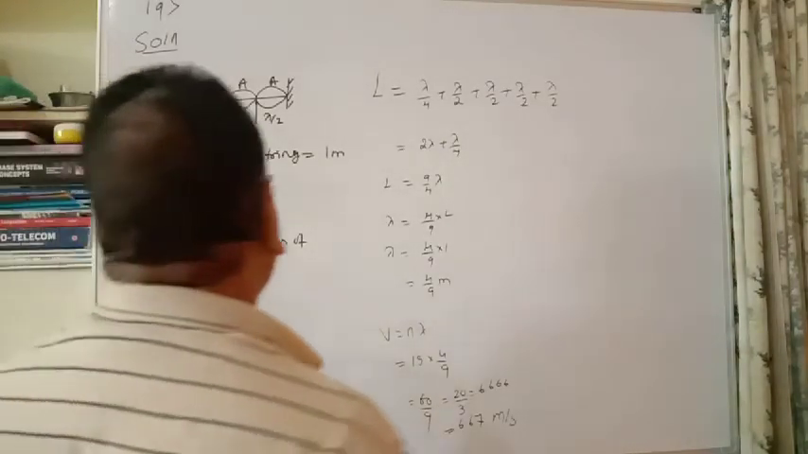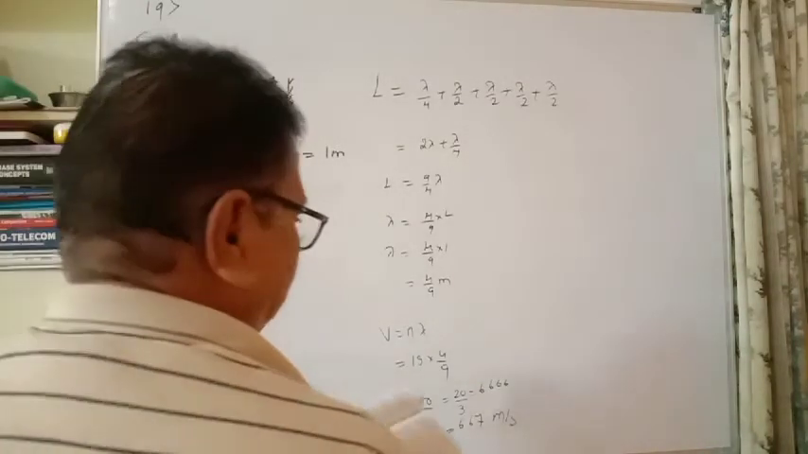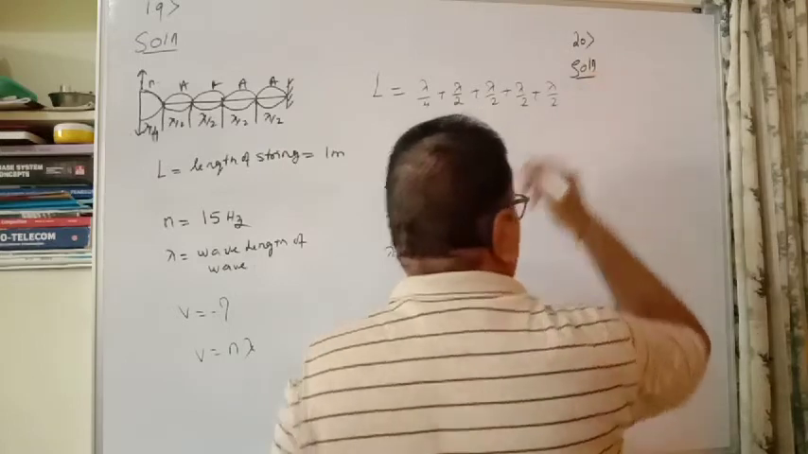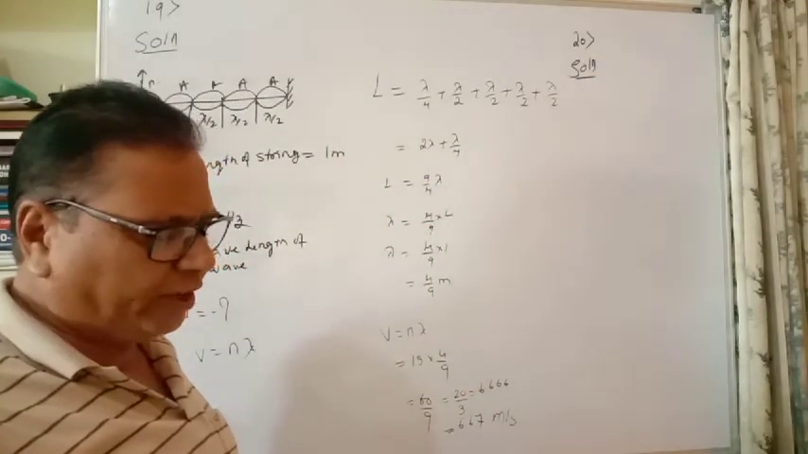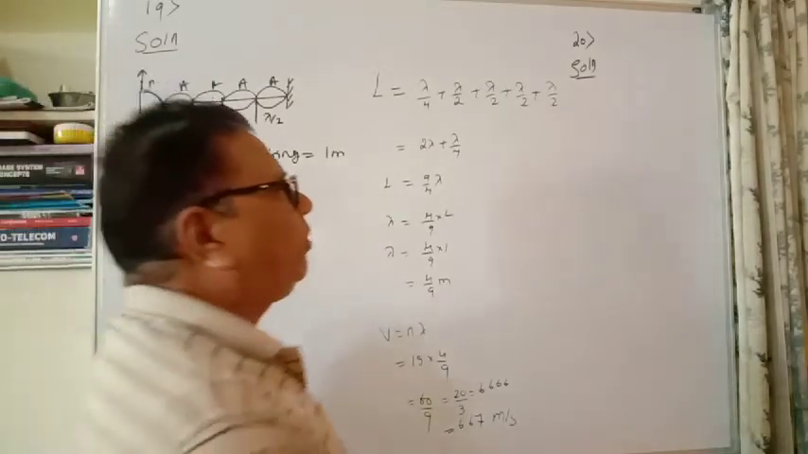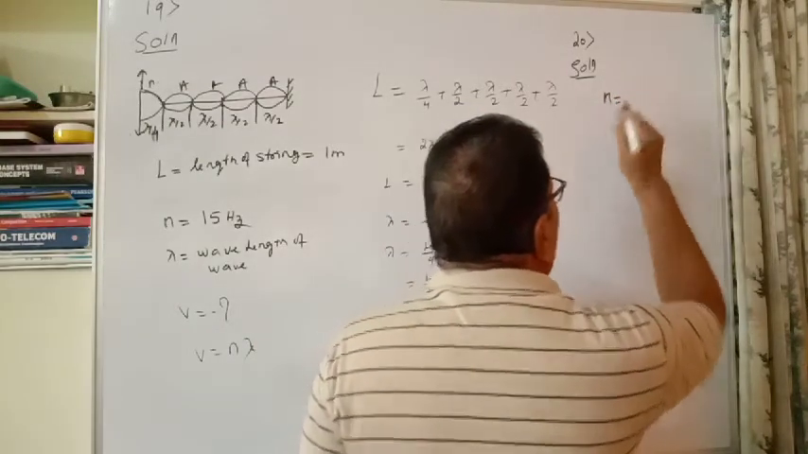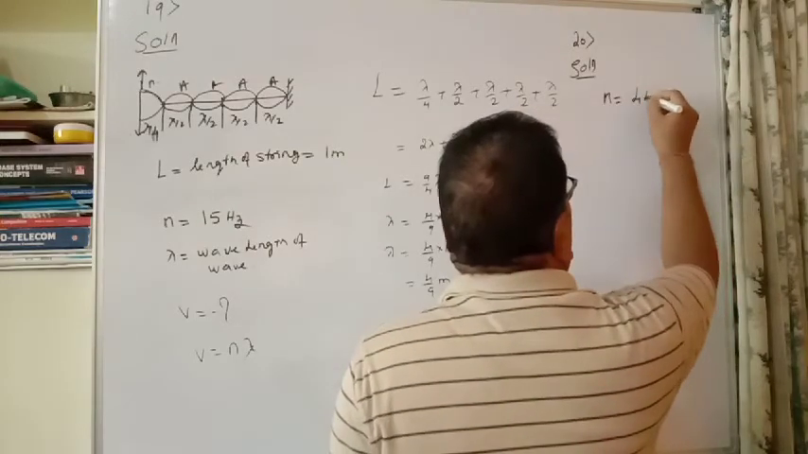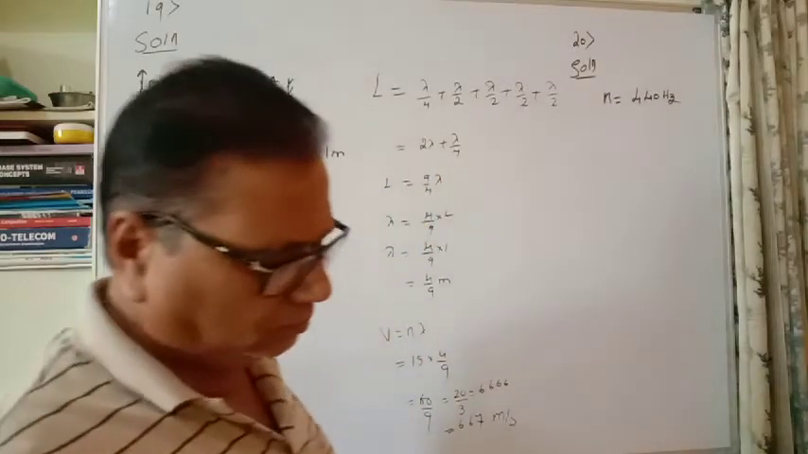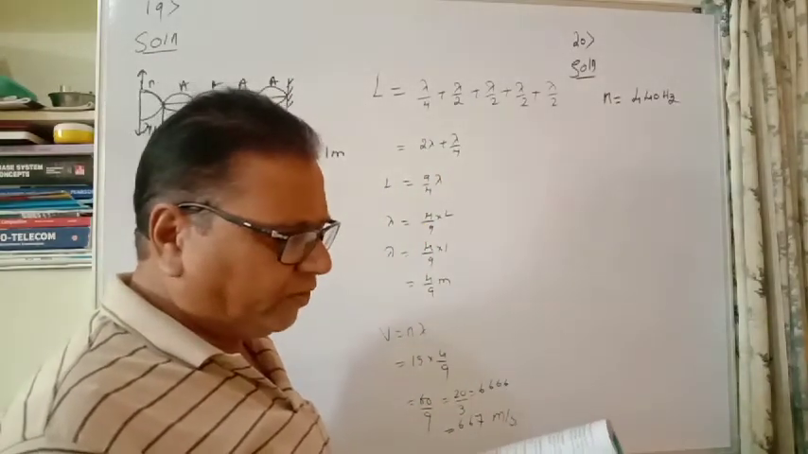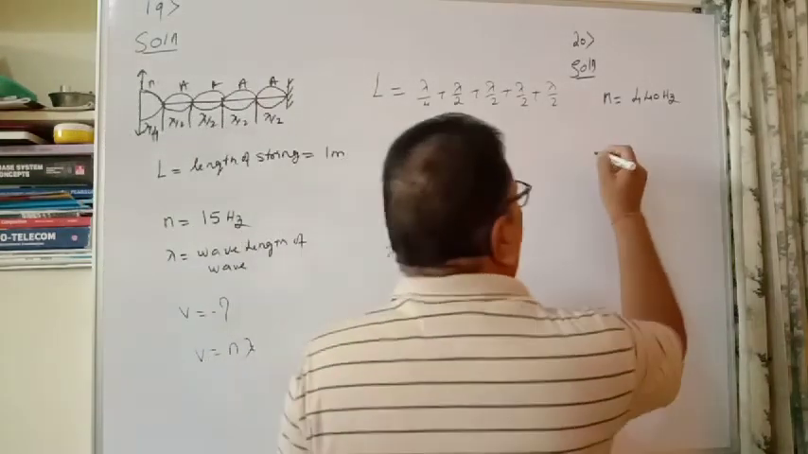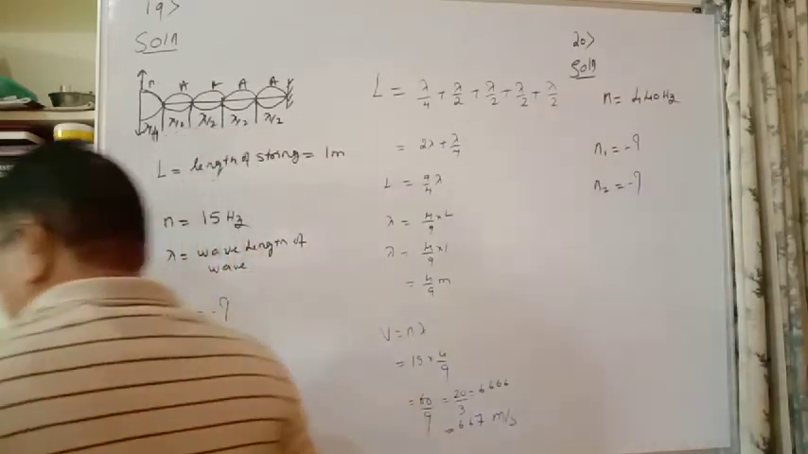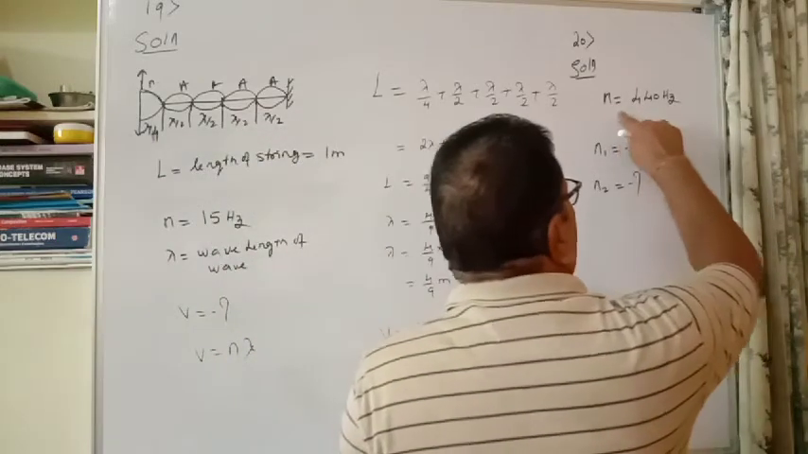Let us solve next problem. Problem number 20. A violin string vibrates with fundamental frequency n equal to 440 hertz. What are the frequencies of first and second overtone? A violin is vibrating with a fundamental frequency 440 hertz.